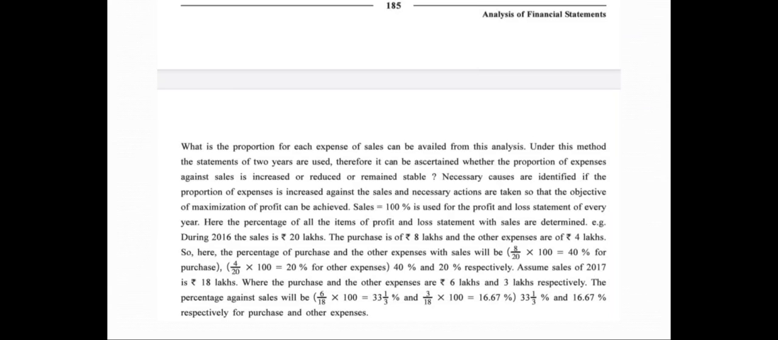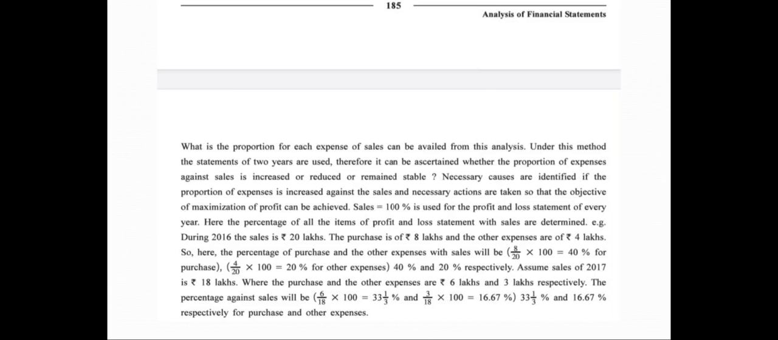Sales equal to 100% is used for the profit and loss statement of every year. Here the percentage of all the items of the profit and loss statement with respect to sales is determined. For example, suppose during the year 2016 sales is 20 lakh, purchase is 8 lakh and expenses are 4 lakh. Here the percentage of purchase and other expenses with sales will be 40% and 20%. Purchase percentage of sales is 40%.